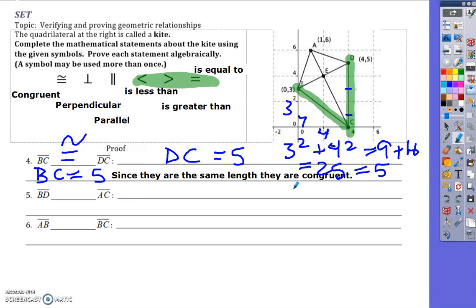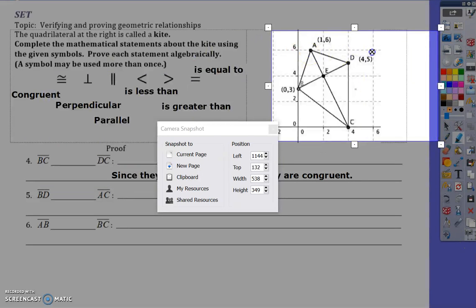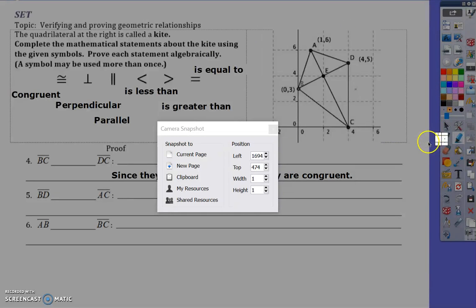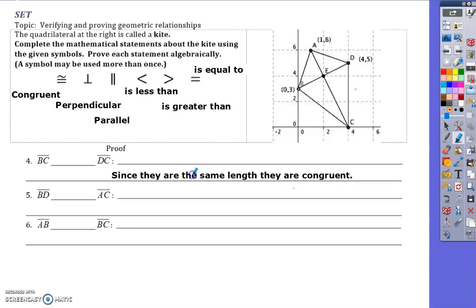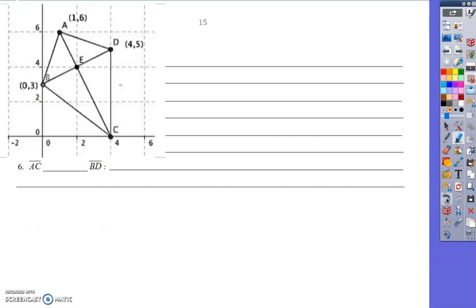In order to help me do this, I'm going to take a picture, but I want to have a clean picture. So I need the whole thing. And okay.